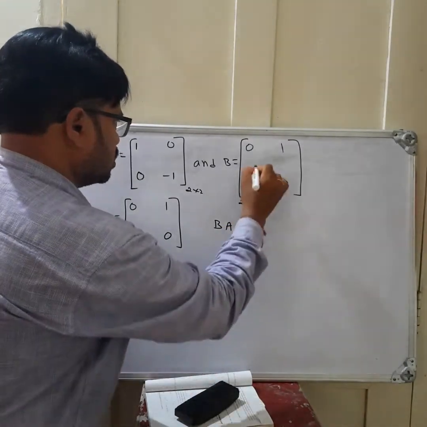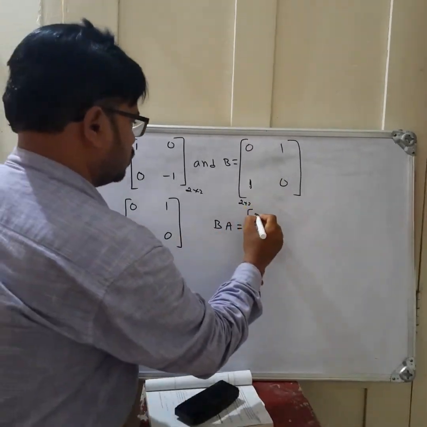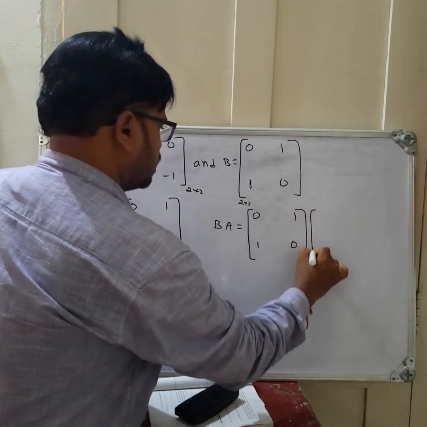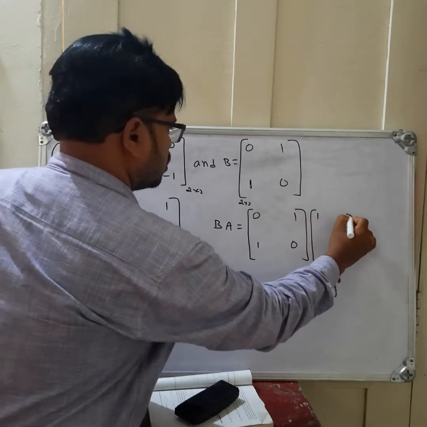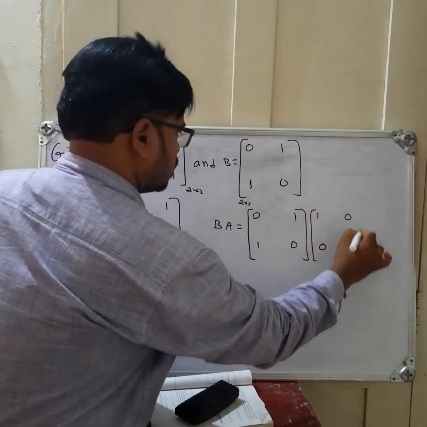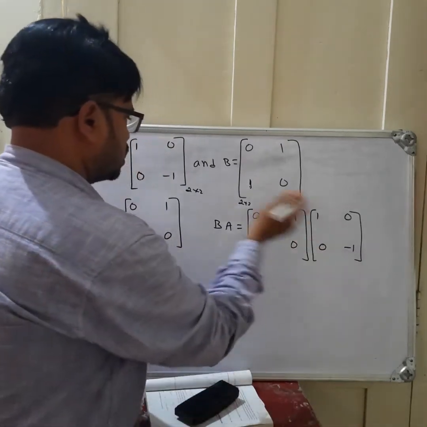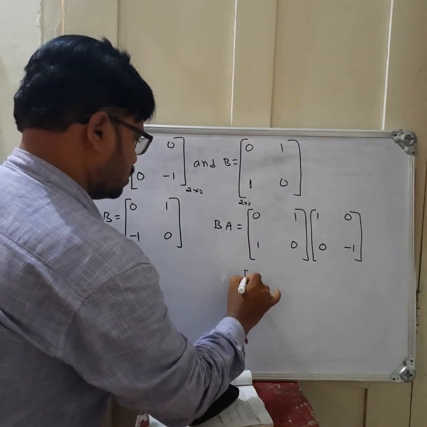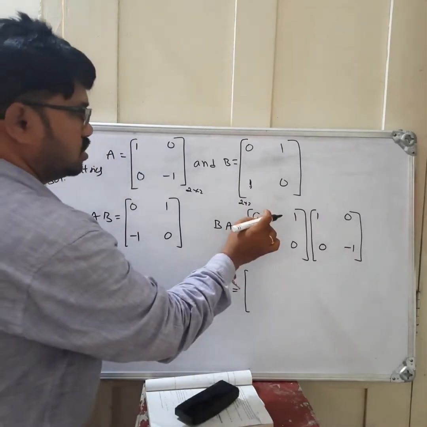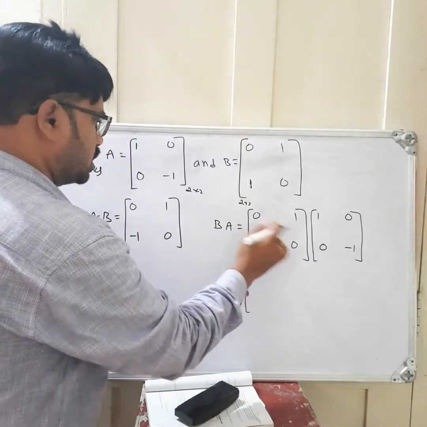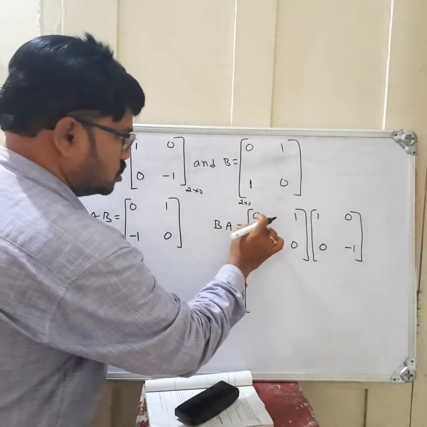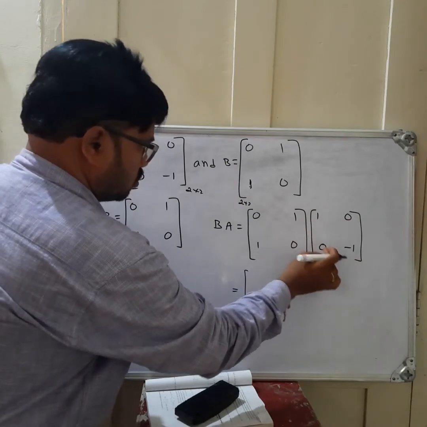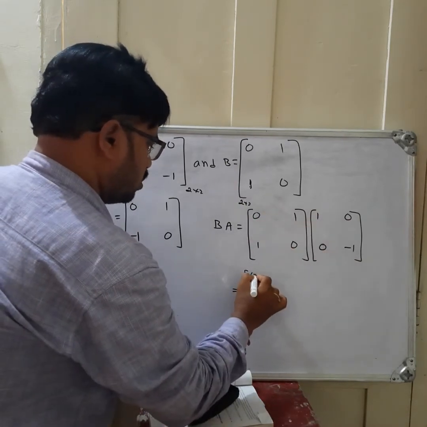See next for BA. So the B matrix elements are 0 1 1 0, and the A matrix elements are 1 0 0 1. Here, because B comes first, the order is reversed, so that's why I write both matrices here. Again multiply. Both are 2 by 2 matrices, so matrix multiplication is possible. 0 into 1, 0, plus 1 into 0, 0. So 0 plus 0, again we get the value 0.